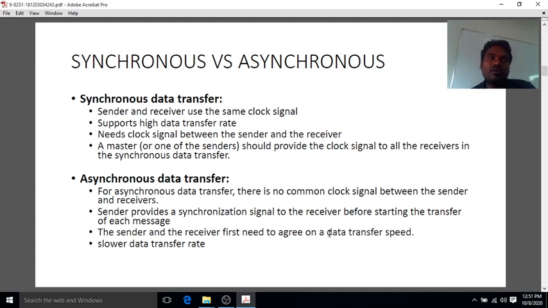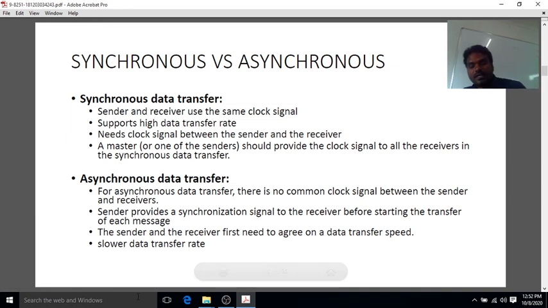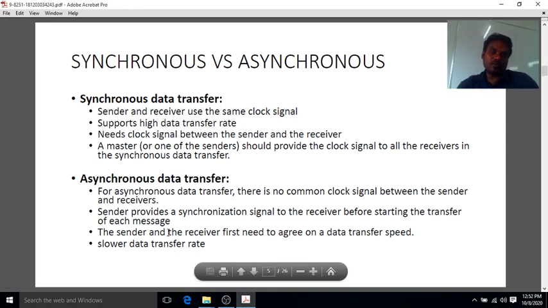Bit rate is nothing but the number of bits per second in a transmission. The number of symbols per second is the baud rate. This bit rate and baud rate must be agreed by the receiver and the transmitter.